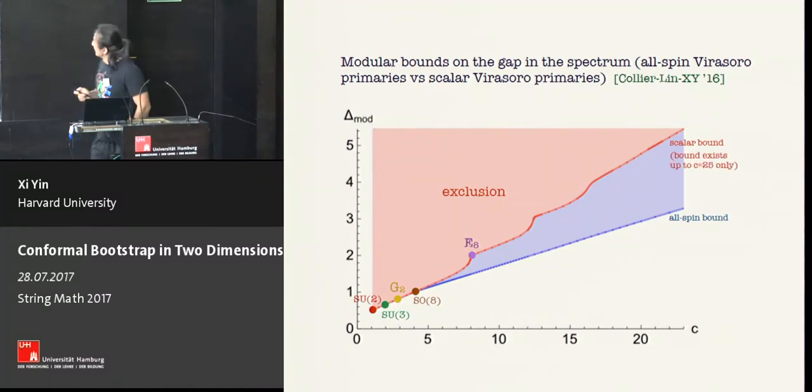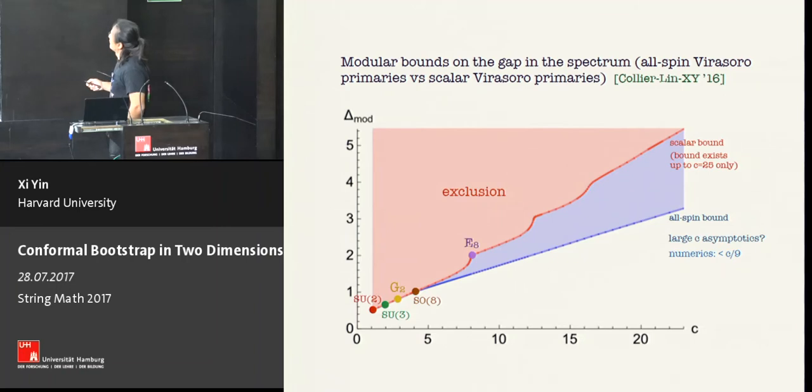And I should say that, again, I'm only plotting up to like 23 or so. It turns out this red curve rises sharply and blows up at c equals 25. There's an explanation for why that's true. So the scalar bound only exists for c up to 25. The all-spin bound exists for arbitrary c. We don't actually know what it asymptotes to. Numerically, it looks like it's less than c over 9.